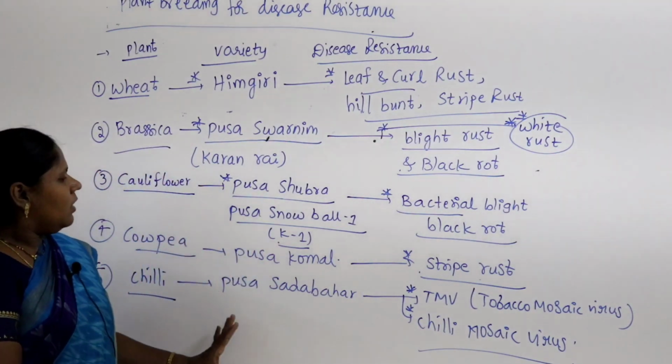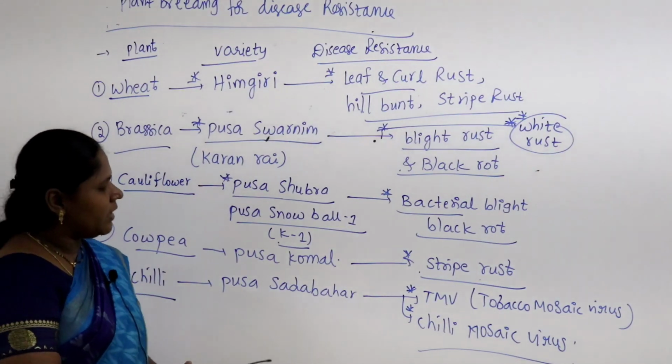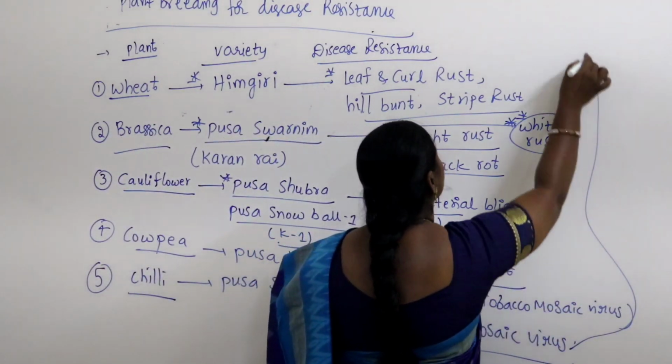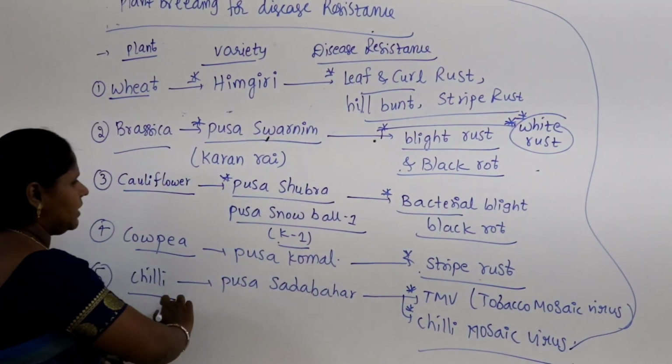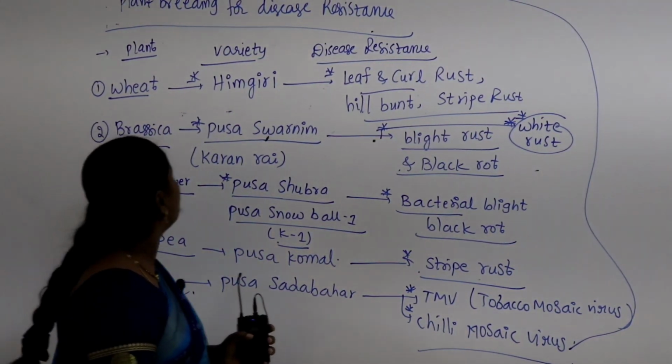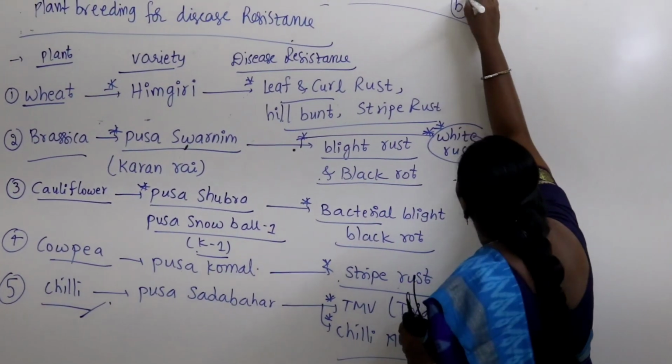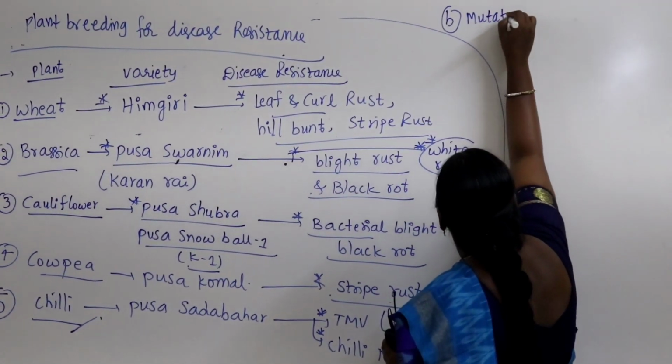Right now, after this, we can even take varieties. There are so many varieties, but the most common varieties are these. Now let us go to the second category. What is the second category? Mutational breeding.